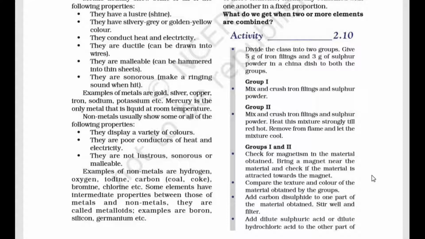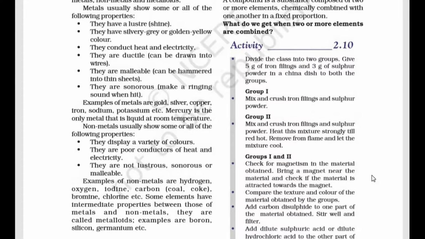Now comes the third part, which is metalloids. They have some intermediate properties between those of metals and non-metals. For example, boron, silicon, germanium, etc.